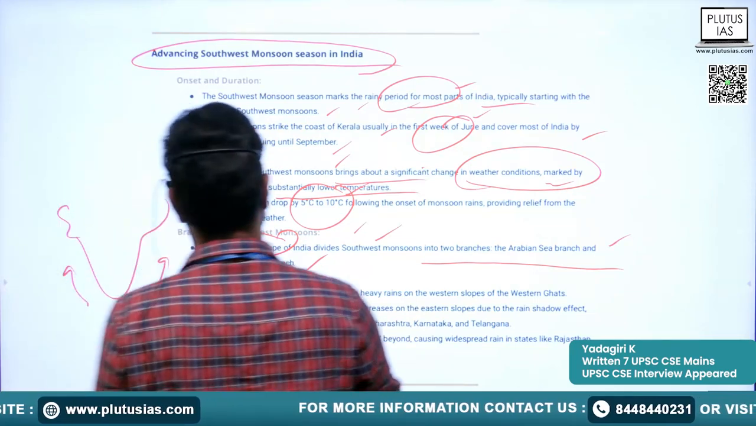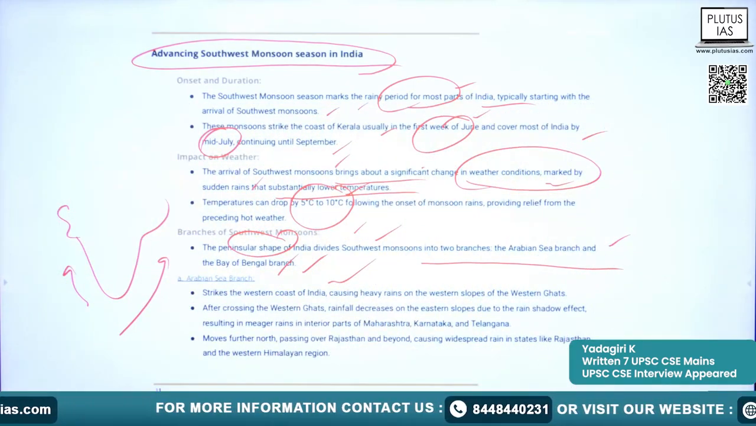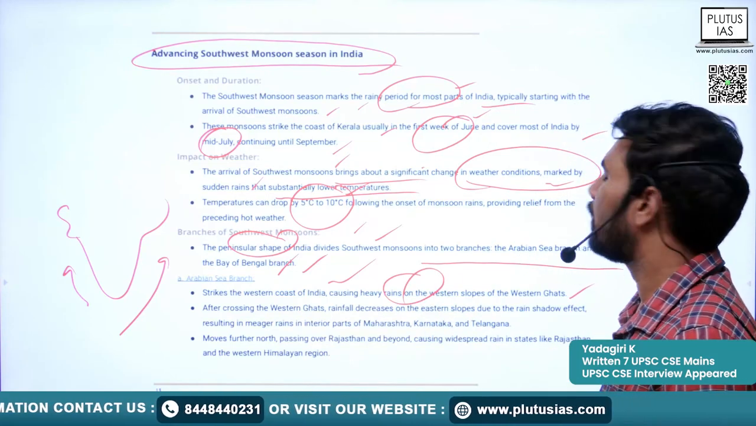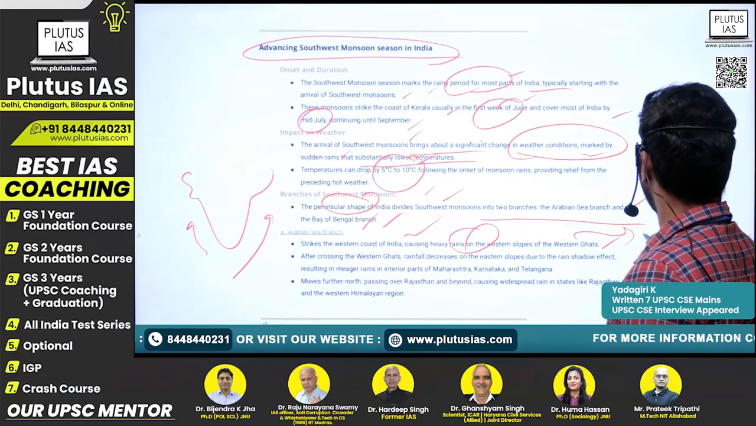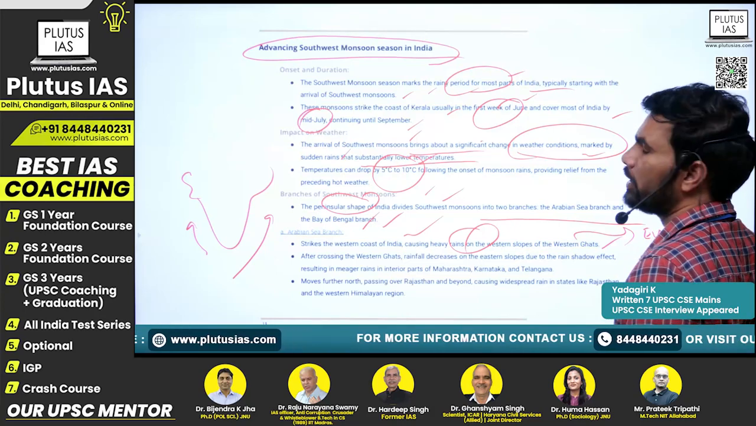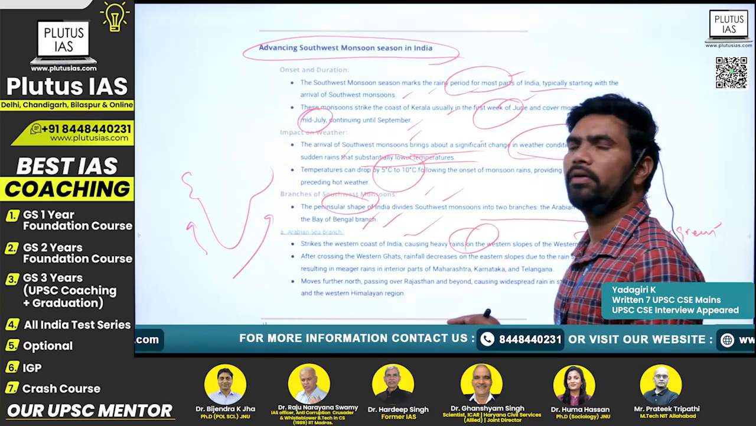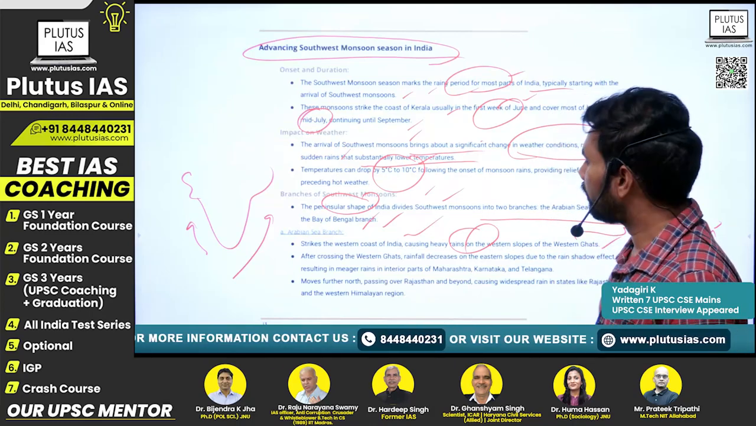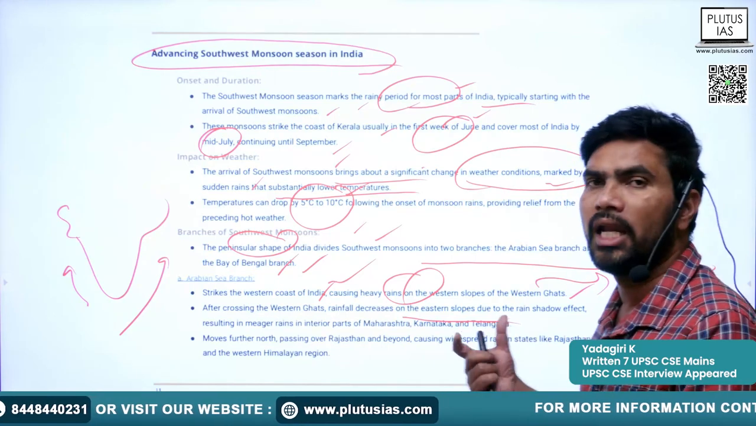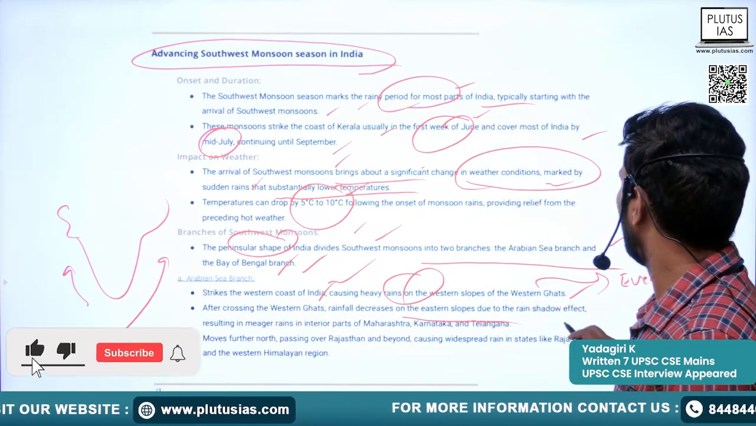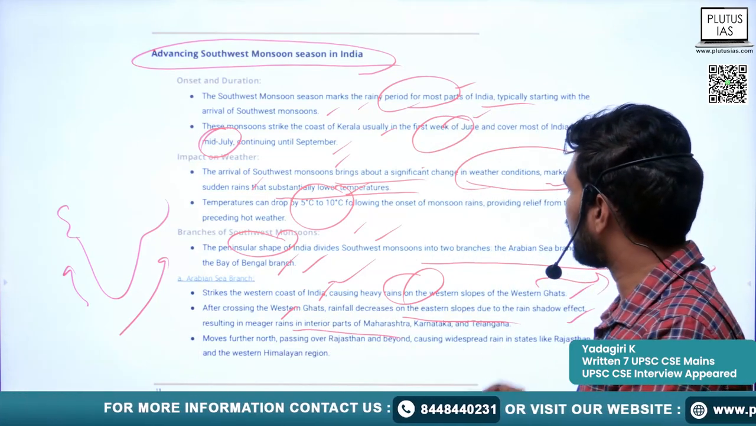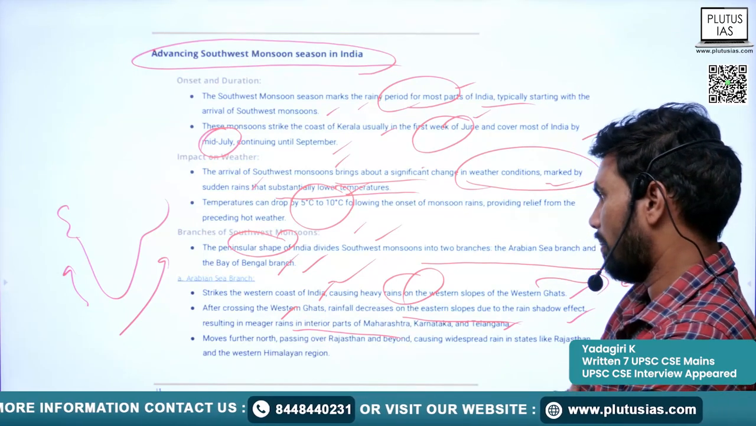The Arabian Sea branch strikes the western coast of India, causing heavy rains on the western slopes of the Western Ghats. Because of this, evergreen forests have developed there, as we studied in the previous class. After crossing the Western Ghats, the rainfall decreases on the eastern slopes because of the leeward side effect of the Western Ghats, resulting in meager rains in the interior parts of Maharashtra, Karnataka and even Telangana.